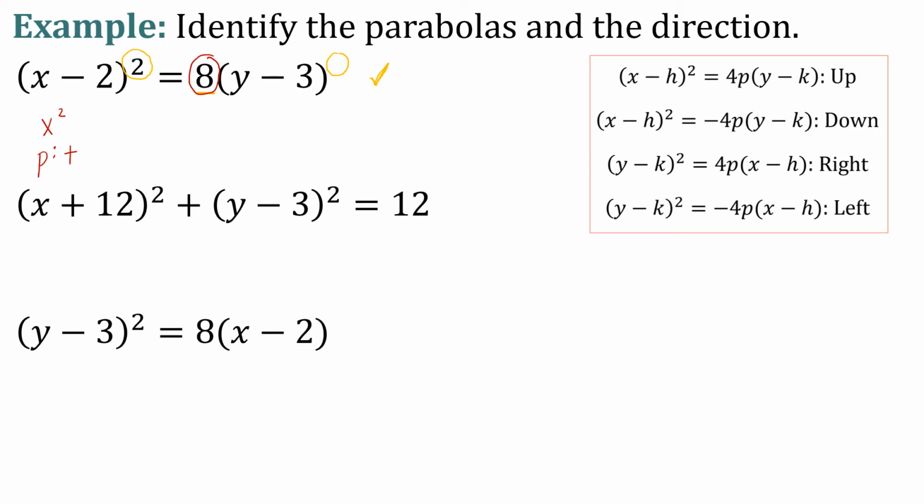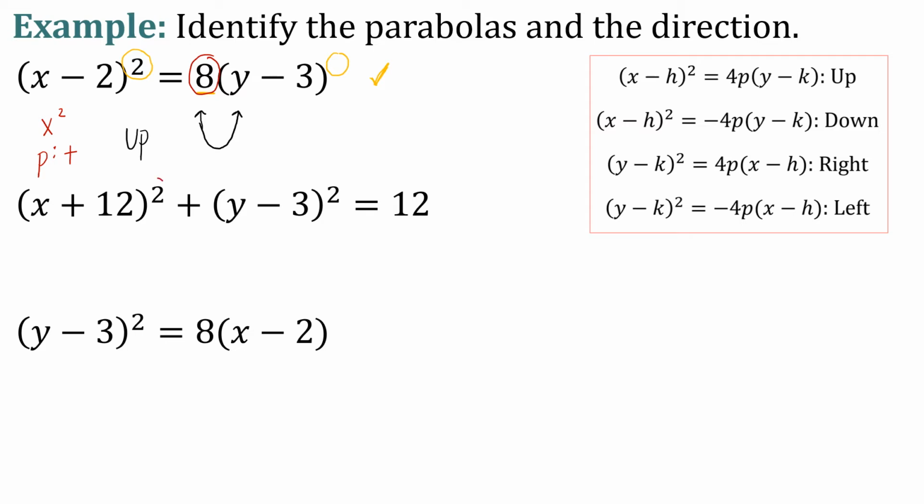I don't know why I'm writing any of this in red. Oh well, it's okay. So when my x is squared and my p is positive, I am opening up. So my parabola is going to look like this. And I don't know about y'all, but whenever I'm working these problems, it really helps me visually to grasp what the parabola looks like if I actually sketch it. We'll see that as we progress through this lesson. Now, my second equation is (x plus 12) squared plus (y minus 3) squared equals 12.